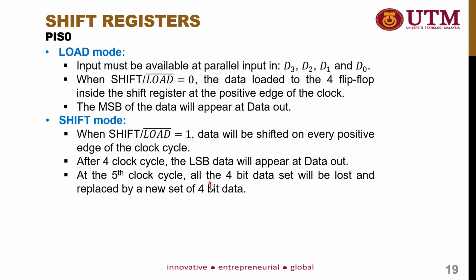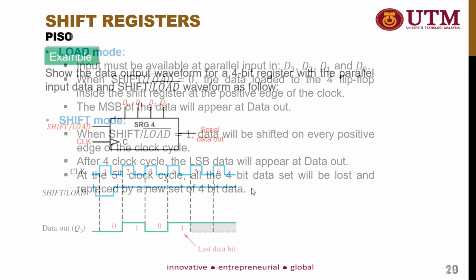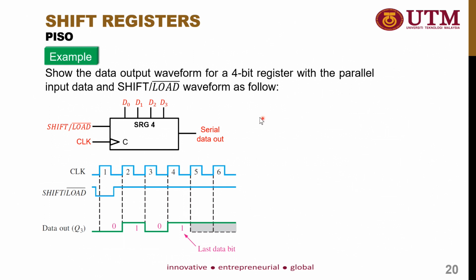So at the 5th clock cycle, all the 4-bit data will be lost and replaced by a new set of 4-bit data. So after the 5th clock cycle, all of the data transfer has been completed, and it will be replaced by a new set of 4-bit data. Alright, so this is the example that I will show you for PISO shift registers.